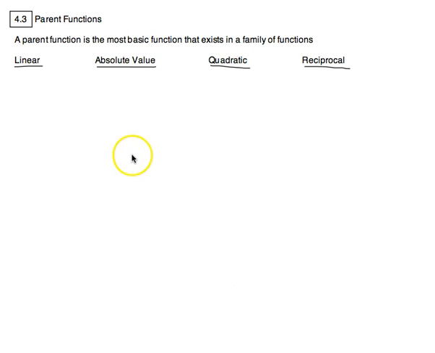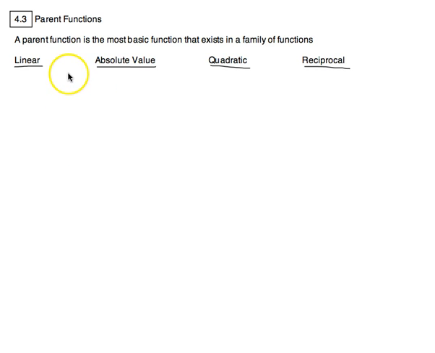So here we're going to talk about parent functions in general, and this should be really short and sweet, actually not even examples. We're just going to go through what a parent function is and the different types of parent functions you need to know for this quiz and the couple that follow.